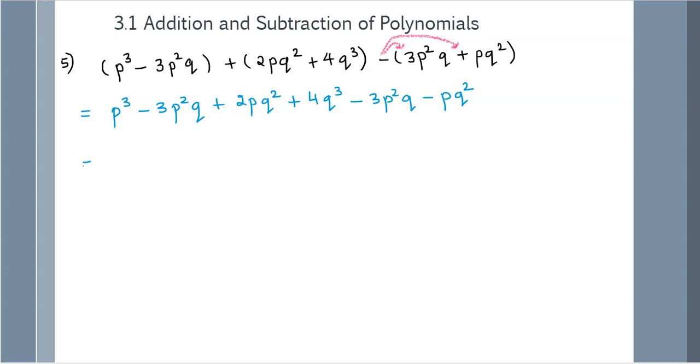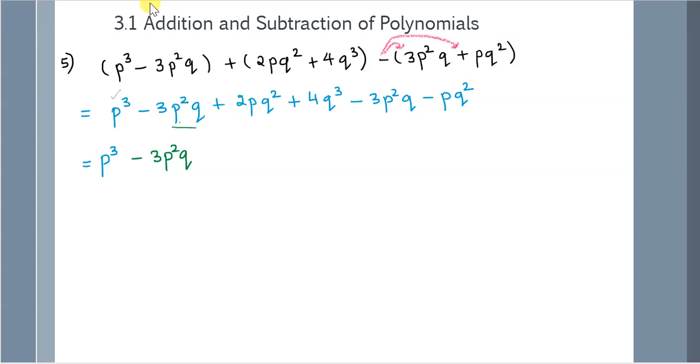So let's start with the first term, p power 3. Do you see any other p power 3? No. So this is the only term that we have. Move to the next term. I'll write here minus. Suppose you don't want to write this plus, it's fine. Minus 3 p square q, so p power 2 q.